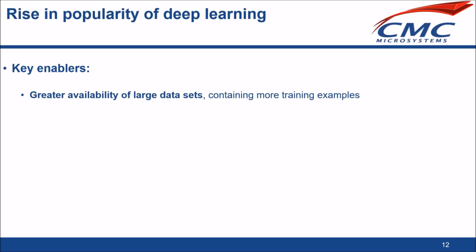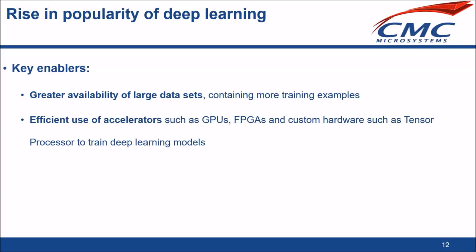The second thing, since CNNs are compute intensive, is the availability of very high performance accelerators such as GPUs, mainly for training, and FPGAs, mainly for inference, and other custom hardware such as TPUs, which is a very good enabler. Today you can train a network extremely fast and deploy it for inference.